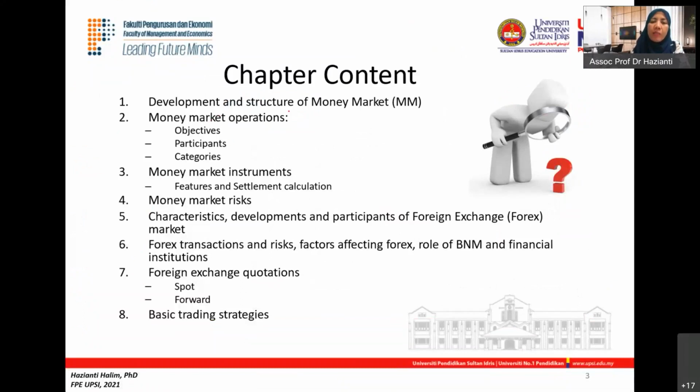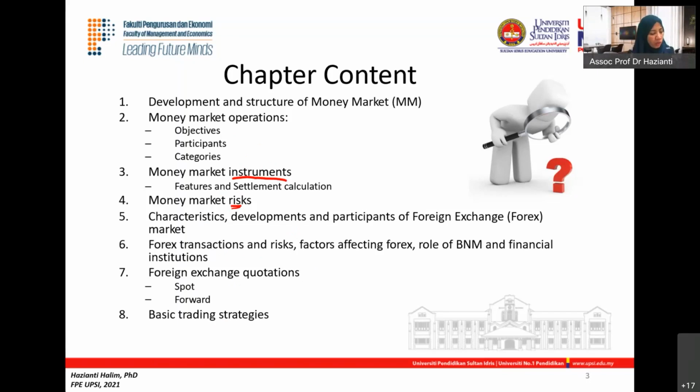So we're going to look at the development and structure of money markets. What is money market, the money market operations, money market instruments. This is the important part, we want to look at money market instruments. And then the risk. Okay, again, every topic we do, we will discuss the risk. And then this one maybe we do next week. The characteristics, development, also participants of foreign exchange, and also the forex transaction and risk, and quotation and some basic trading strategies.